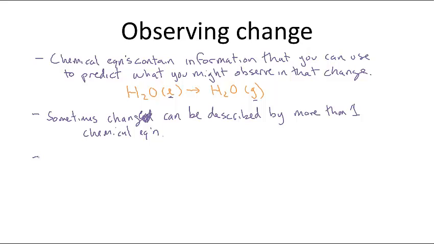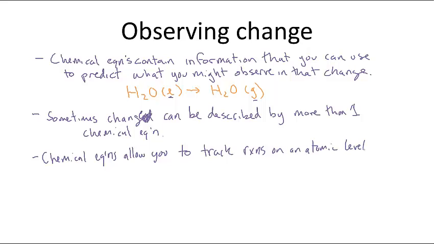So, chemical equations allow you to track reactions on an atomic level. So we're not able to see necessarily what's going on at the atomic level. We can see things changing phase, but we can't see what's happening at the atomic level. So this is going to help us understand that.